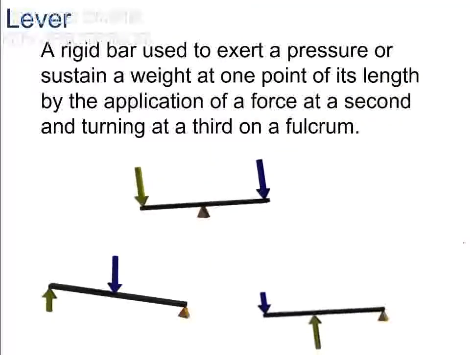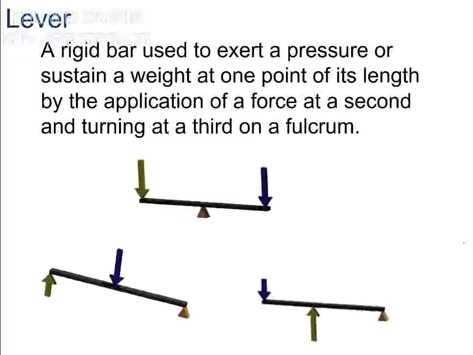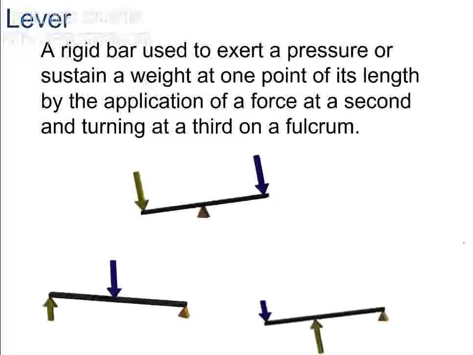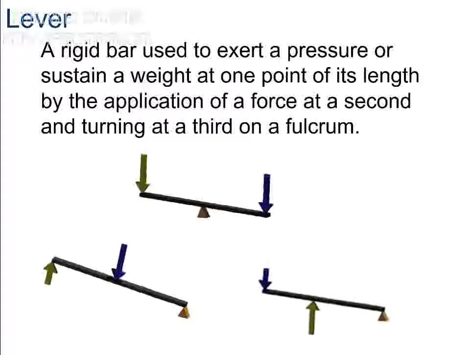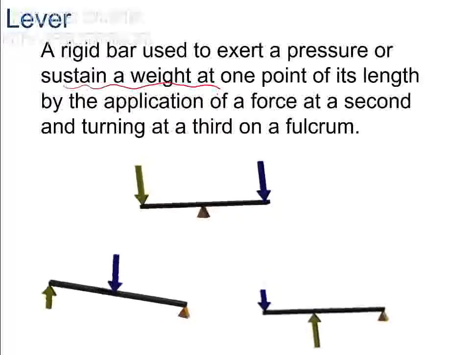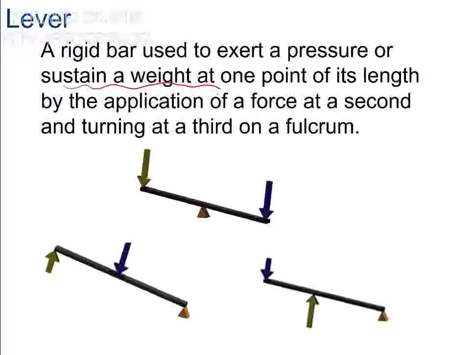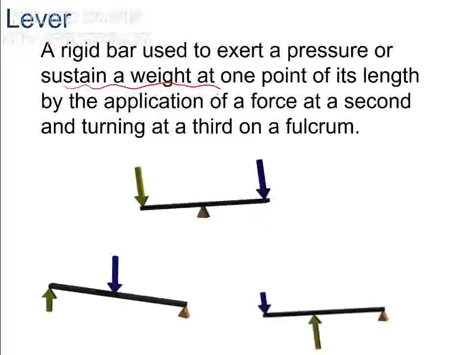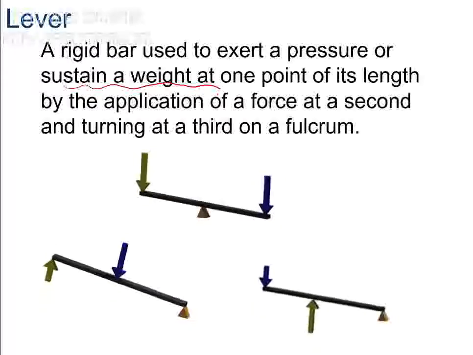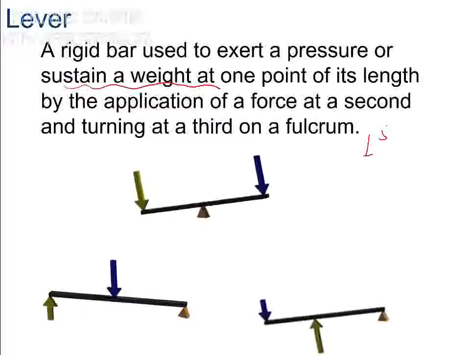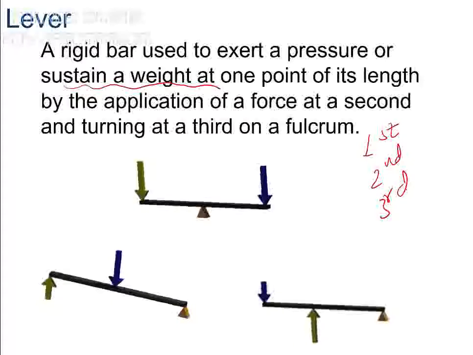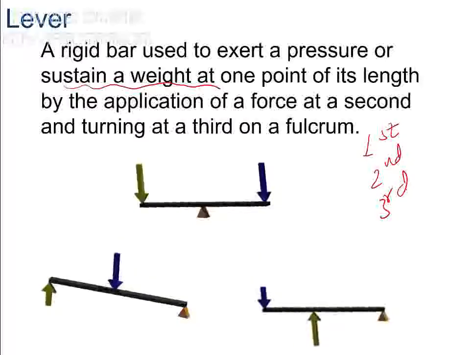And let us see lever. When we see levers, a lever is a rigid bar, as you see, used to exert pressure or sustain a weight at a point of its length by the application of what? Force at a second point and turning at a third on the fulcrum. Therefore, we have three types of levers: the first class, second class, and third class lever. This first, second, and third is dependent on the position of the fulcrum, the load, and the effort.